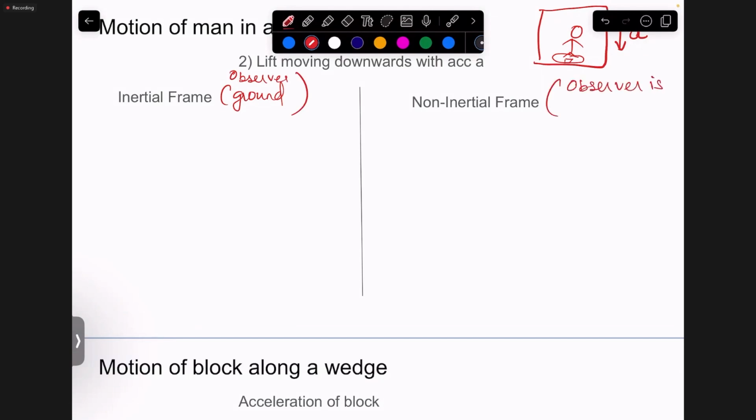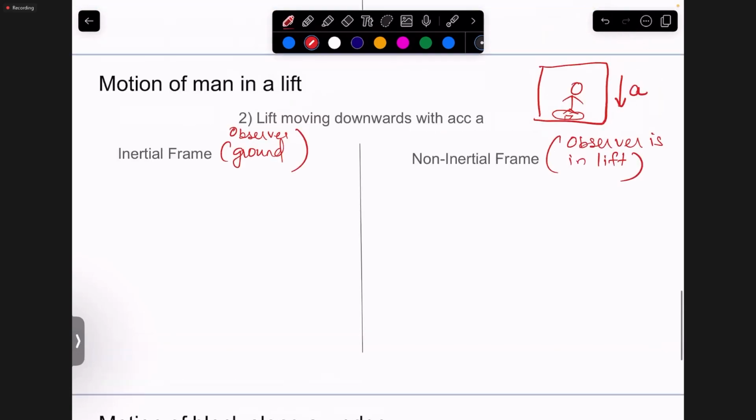The other observer is in the lift. Lift is a very, what to say, slang term. It's actually elevator, right? Anyway, Ottoman has built the first elevator.